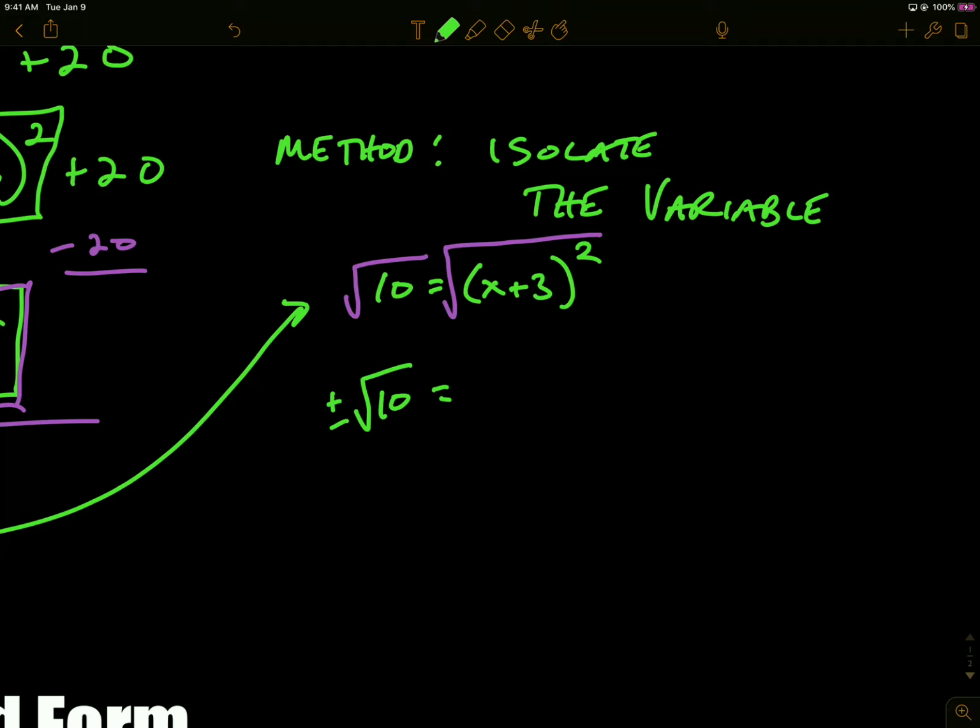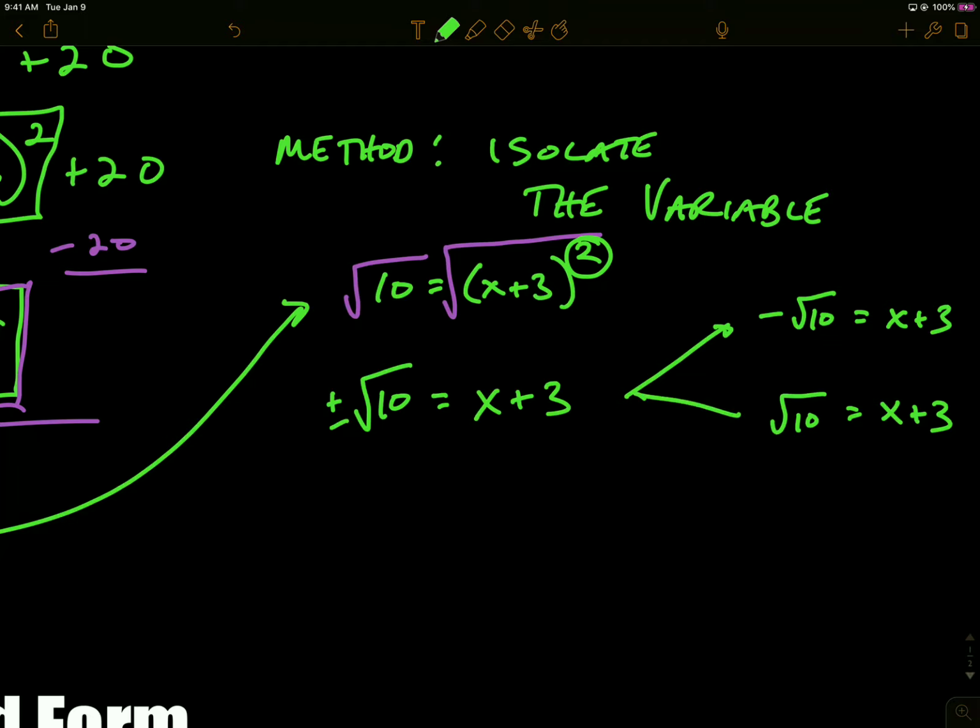Because when you square root a number, there's two versions, the positive and the negative. On the right side, the square root of squared, the purple square root and this square cancel, and I get x plus 3. So now really this is like two equations. I'm going to write them on the side here. You don't have to do this, but I do want to point out that it's really like having two separate equations, and that's why we're going to get two answers.